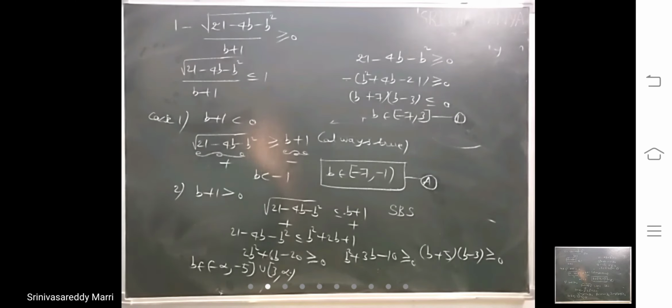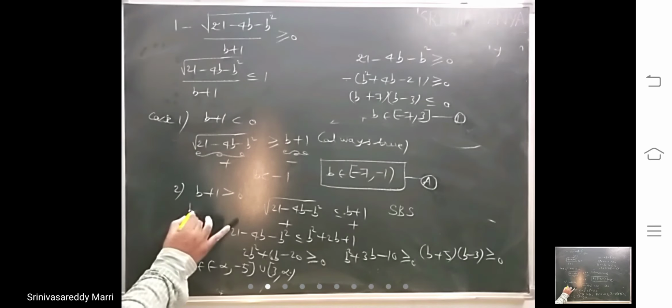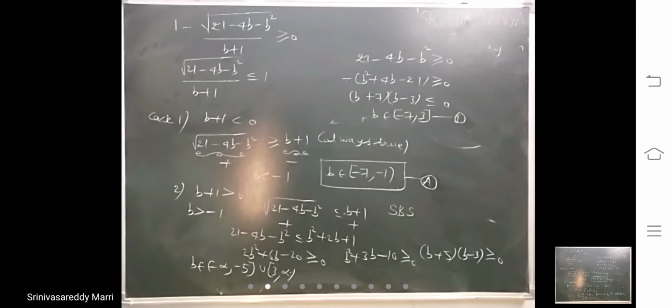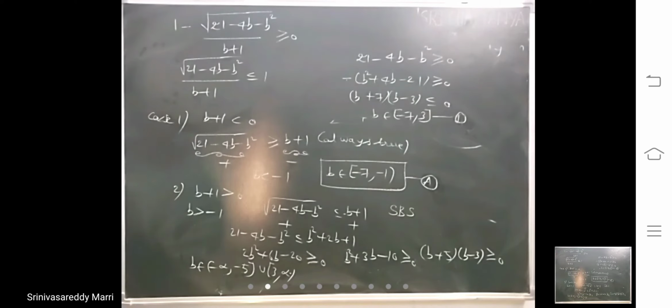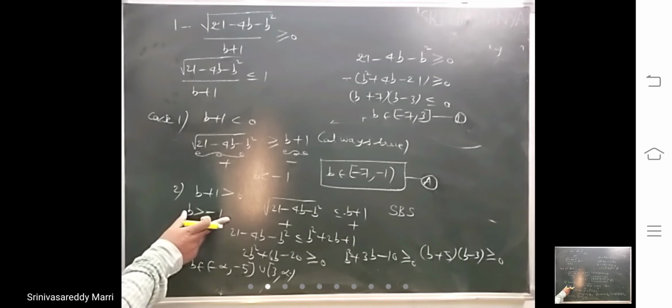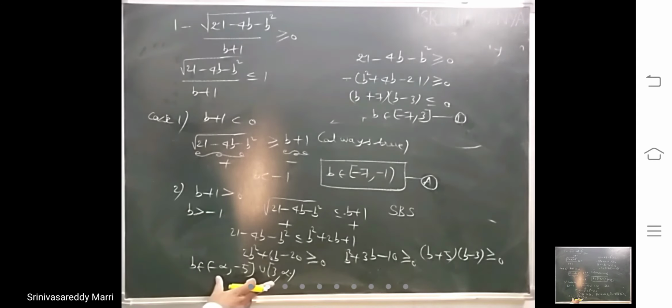So now here this case is b greater than minus 1. Now if you look at here, you got minus infinity to minus 5 union 3 to infinity. But this must also be defined. So that means the values of this are what? Minus 7 to 3. So b greater than minus 1 means what are the values here?